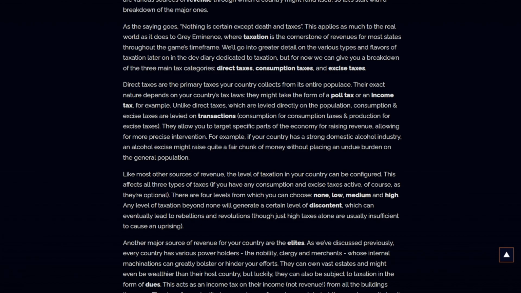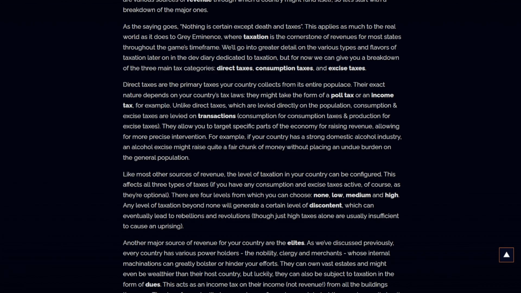Although I would imagine the alcohol industry would not be pleased about that, so there is probably a trade-off still in that case. You can raise money specifically from one industry, but I would imagine that industry is not going to be happy about it, and maybe they'll move elsewhere, or maybe they do push discontent on the wider populace. It'd be interesting to see how that does work, because obviously you can't just say, oh, we have a lot of alcohol, let's just tax them crazy amounts of money and there'll be no repercussions for that. It'd be interesting to see what those repercussions would be, and it's probably covered in the taxation dev diary coming in the future.